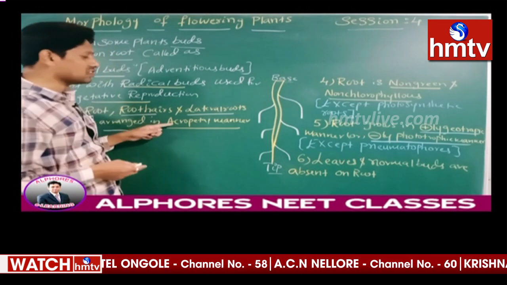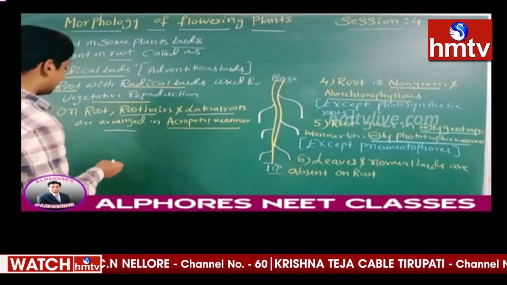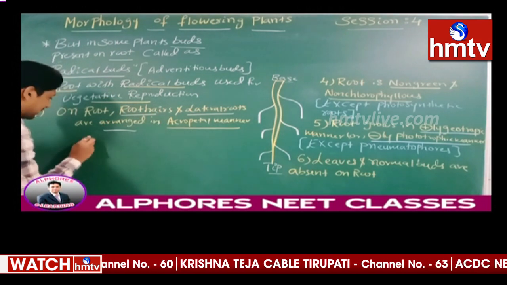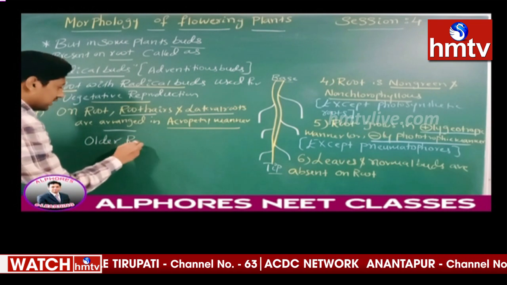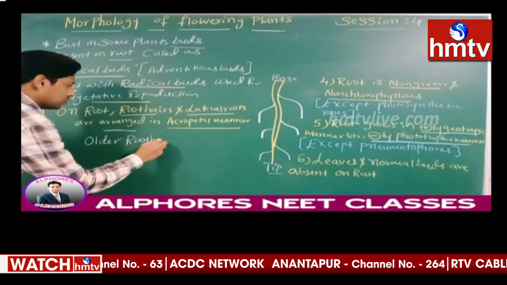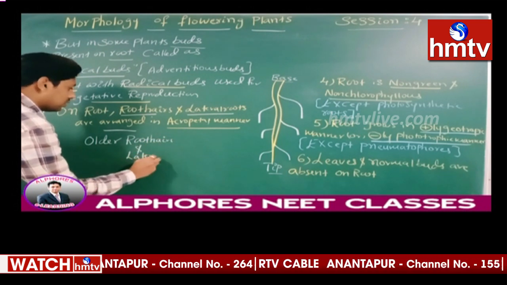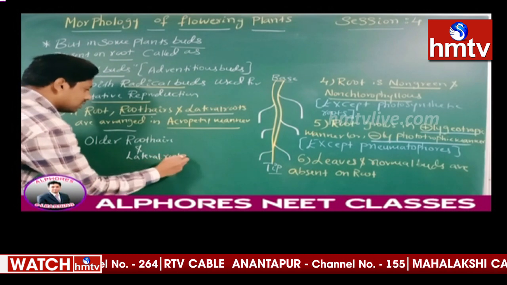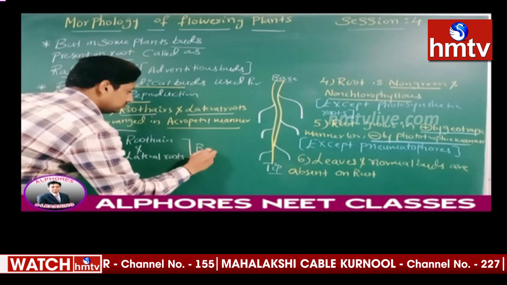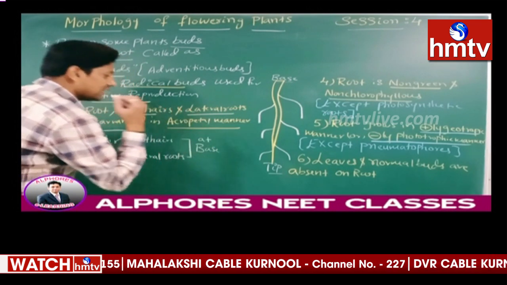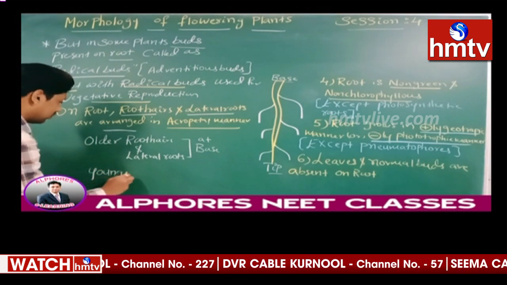This arrangement is called acropetal manner. What is this arrangement called? Acropetal manner. Therefore, what is the meaning of acropetal manner? Older root hairs and lateral roots, where are they present? Older, no? At the base. Okay.